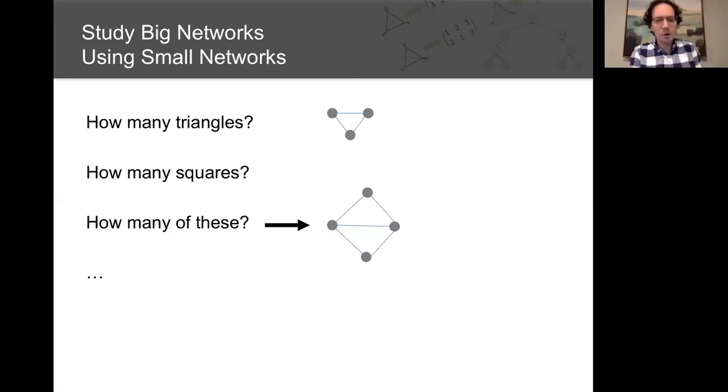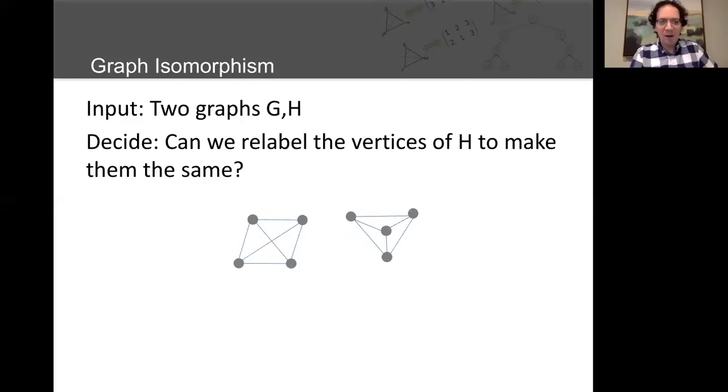Okay, so to talk a little bit more technically about what's happening here, I want to actually go back to the graph isomorphism problem, which is a classical problem in algorithms and complexity, goes back at least to the 60s or 50s. And it's a fairly natural problem. I give you two graphs or networks, G and H, and the question is, can you relabel the vertices of one to make them the same?